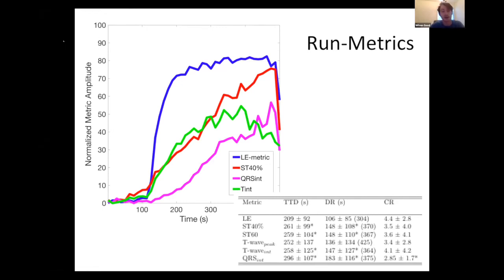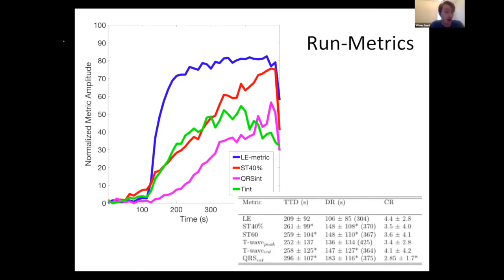That's something we were interested in, and this is getting back into those machine learning studies we were in previously. We're looking at 4 metrics over the same episode of ischemia. We're looking at the LE metric, which is our machine learning metric, the ST40 metric, the QRS integral over time, and the integral of the T wave, right? And we see the evolution of these metrics over an episode of ischemia.